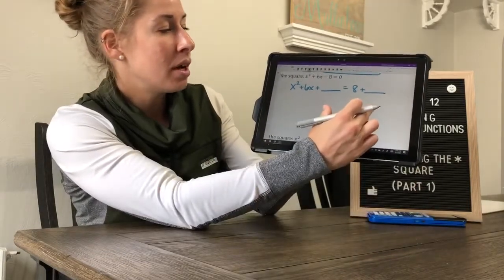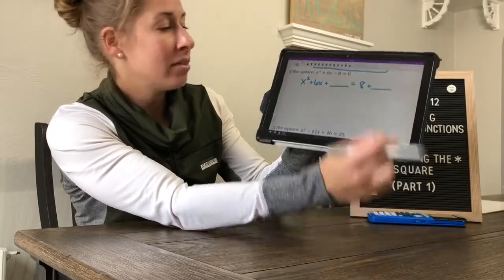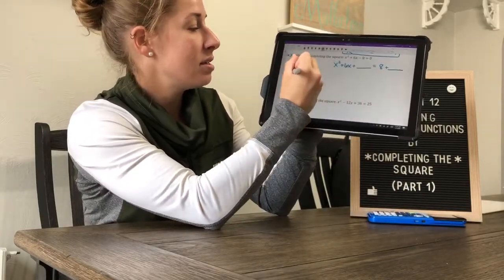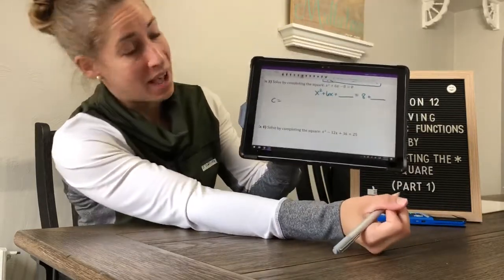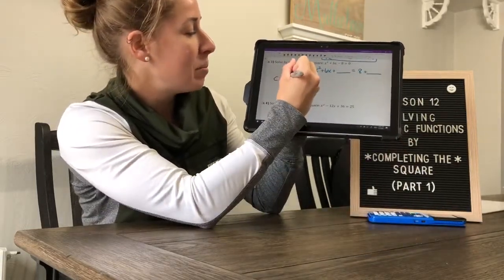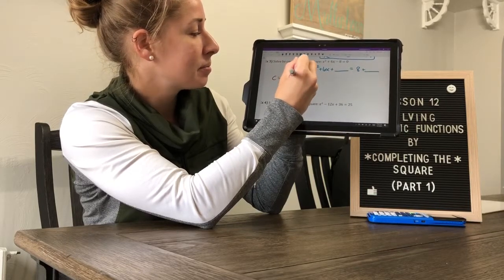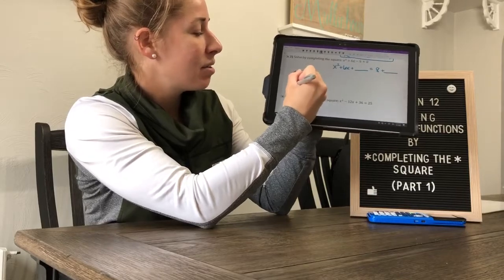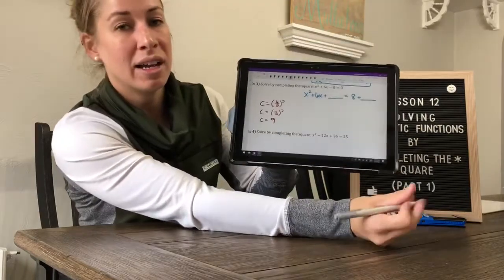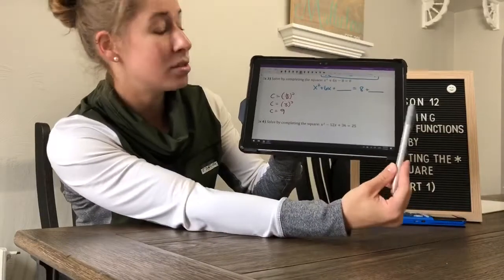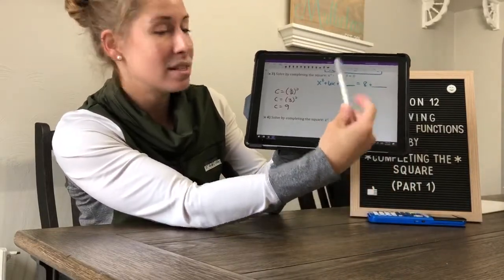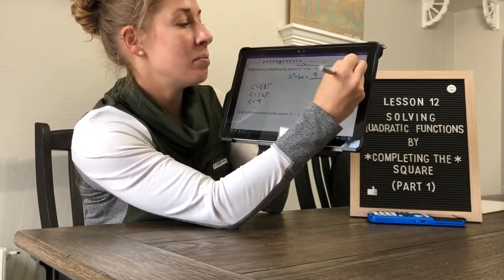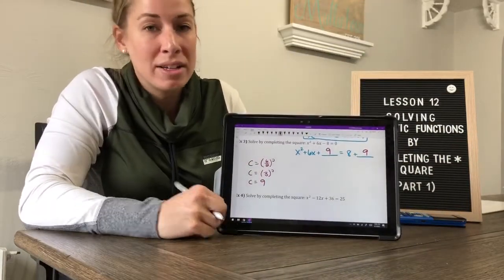Step 2, find the c value. So how do you find the c value? Take half of b and square it. So our b value is 6. Half of 6 is 3. 3 squared is 9. Hopefully that's the math that you can start to do in your head. Half of 6 is 3, 3 squared is 9. So 9 is the c value that we're adding to both sides.